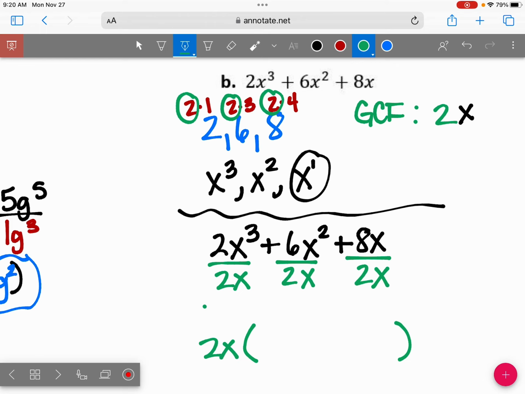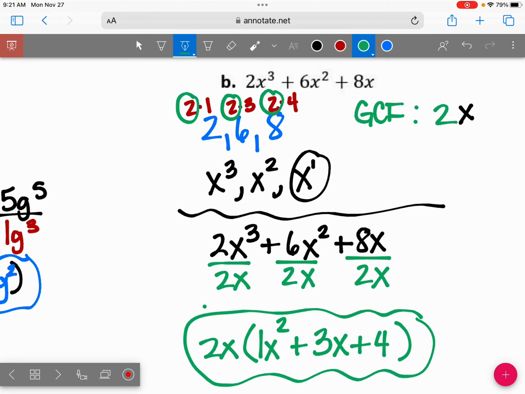So 2 divided by 2 is 1. What do you get when you subtract your exponents? 3 x's minus 1 x is how many x's? X squared, good. Bring down the plus sign. 6 divided by 2 is 3. When you subtract, you have just 1x. And then 8 divided by 2 is 4. And that would be your final answer.